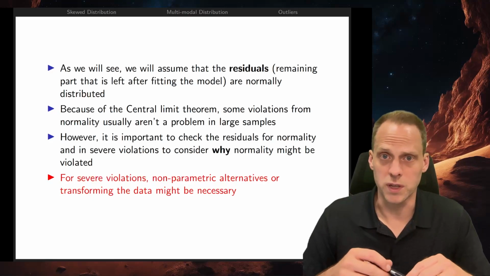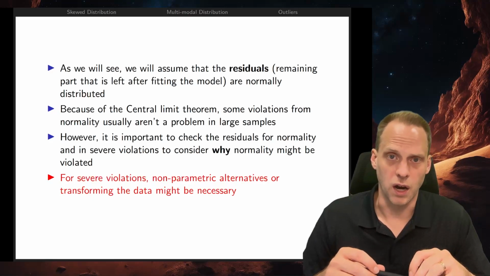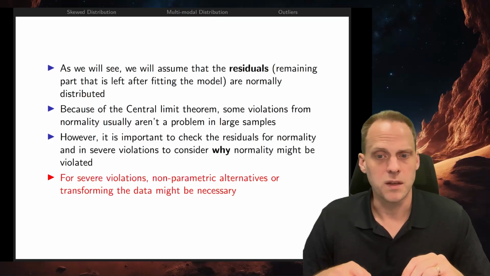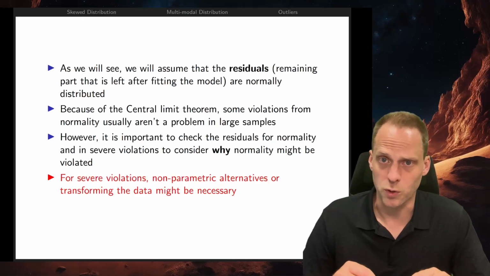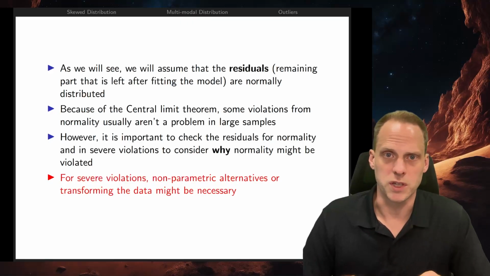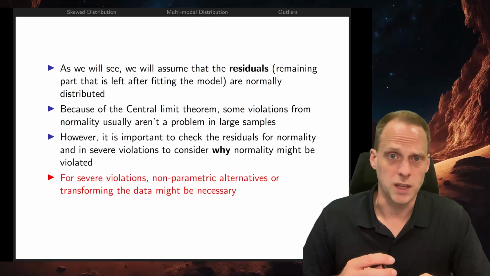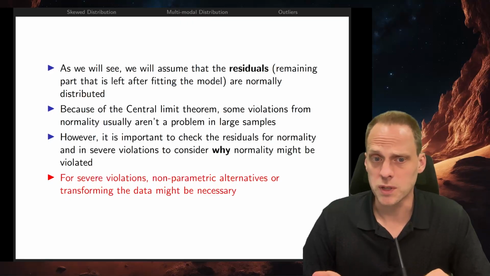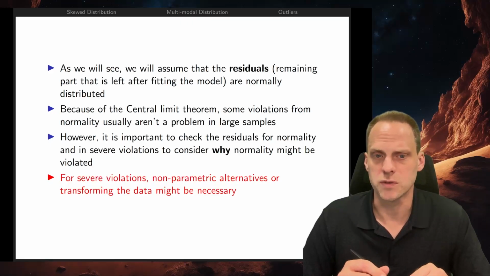If normally distributed residuals are violated, then non-parametric alternatives can be used, or we can transform the data. This is something I'll talk about later in the course, but there are some things we can do to fix it. So it is still important to look at the residuals and whether they are normally distributed, even if for the most part some violations will be okay.